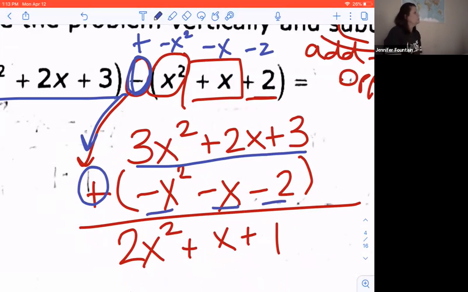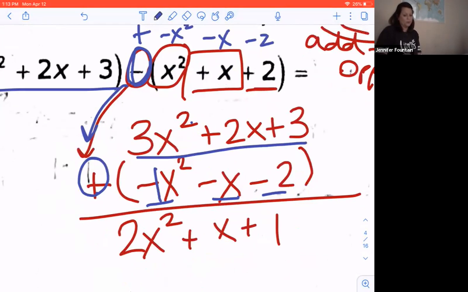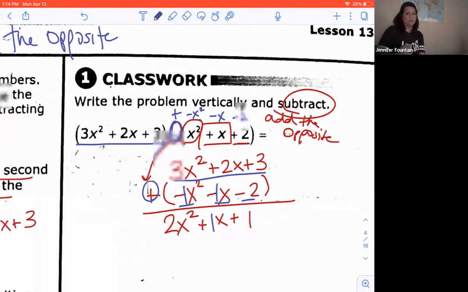Now I just follow my rules for addition. 3x squared plus a negative x squared is the same as 3x squared minus 1x squared. So 3 minus 1 is 2, so I have 2x squared. 2x plus a negative x is the same as 2 minus 1, so that would be a 1x. Okay. And then 3 plus a negative 2 is the same as 3 minus 2, so that still leaves me with a positive 1. Be sure to stop me if you have any questions and you're not sure why I've done something that I've done.